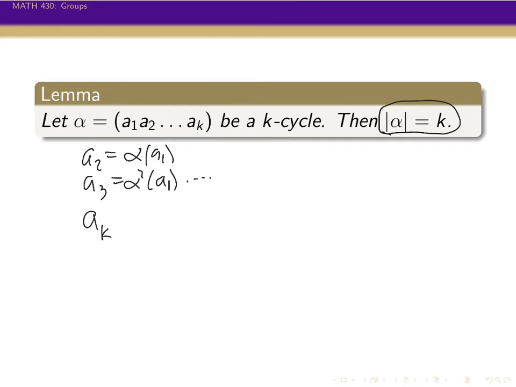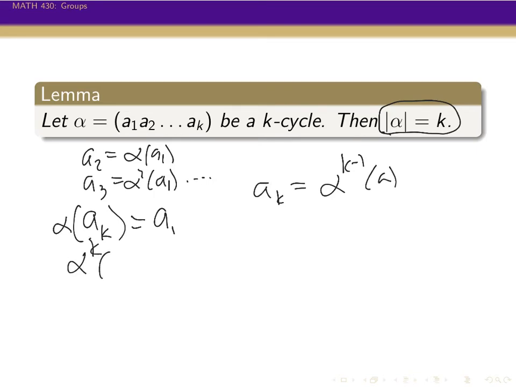a_k and then apply alpha to a_k, well, that's going to give me back a_1. But a_k was actually alpha applied k minus 1 times to a_1. And so this is actually saying alpha^k on a_1 gives me back a_1. So certainly alpha to the k sends a_1 back to itself.